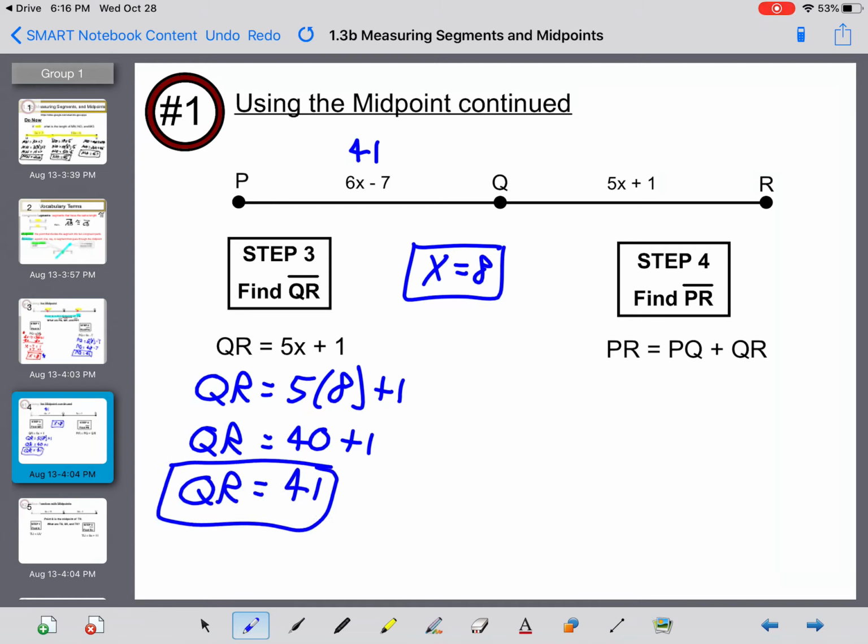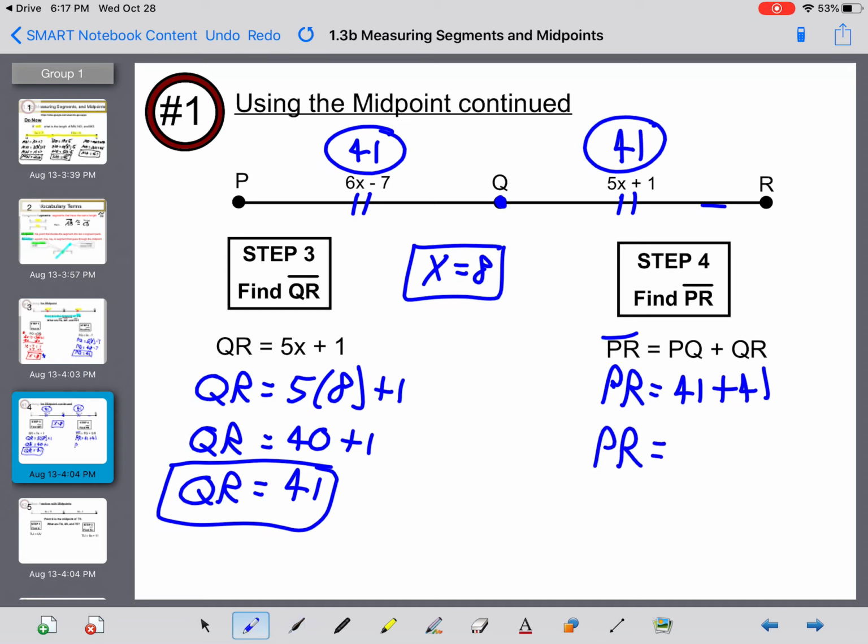Okay. Now they want us to find the length of PR, which is the entire segment. And QR, we now know, is also 41. And that would make sense because Q is the midpoint, meaning it cuts these lines exactly in half. So they are both 41. So PR is equal to 41 plus 41, which means the entire length of the segment is 82.